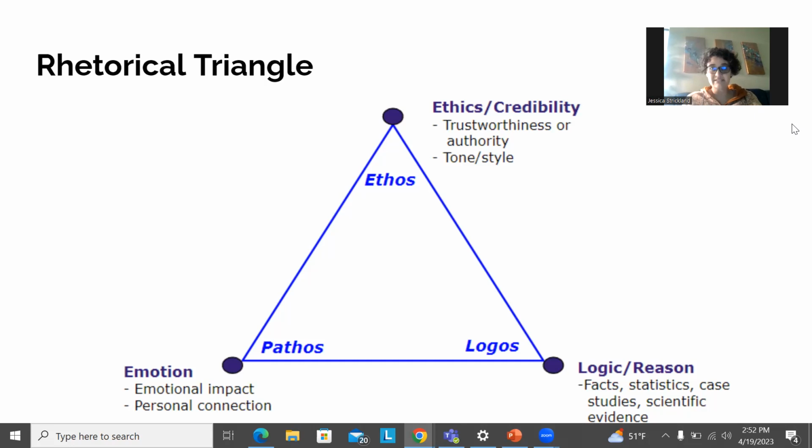Logos is the logic, the reason. Those are the facts, the statistics, the scientific evidence that you'll use to back up your opinions. And pathos is the emotional impact and personal connection your writing has on your readers. Ethos is something that you would establish kind of in your introduction right away, your trustworthiness. Logos and pathos, you can sprinkle in. And you never want to use too much emotion, but pathos definitely has a time and a place, and it's used quite often with people who understand and value rhetoric.